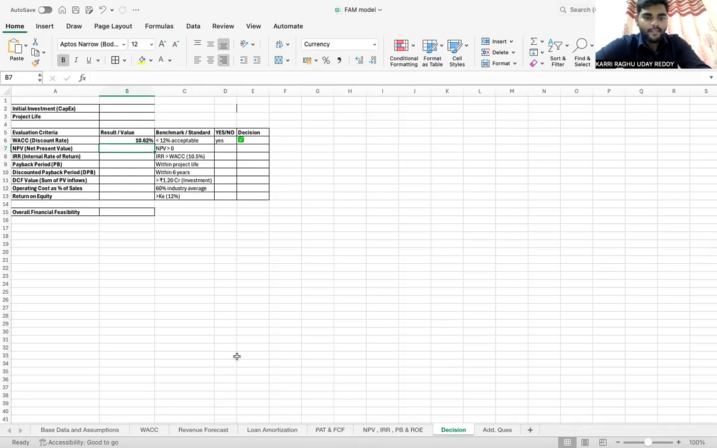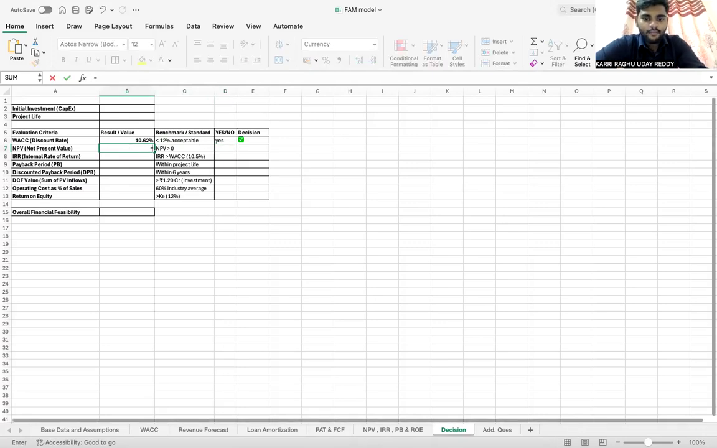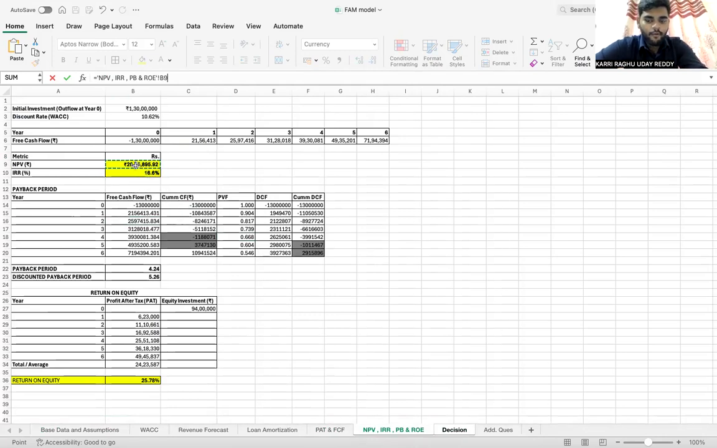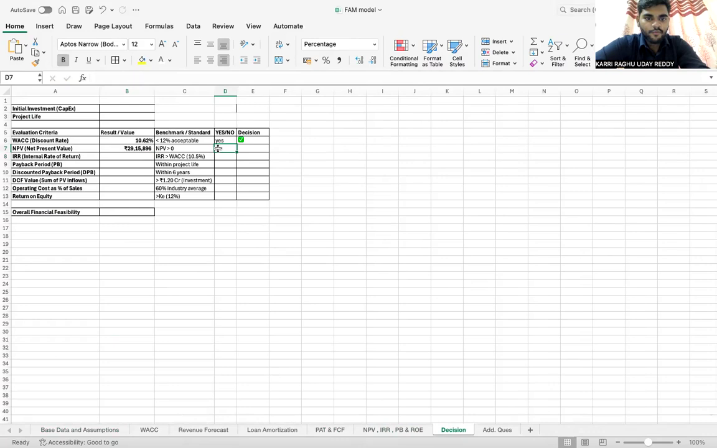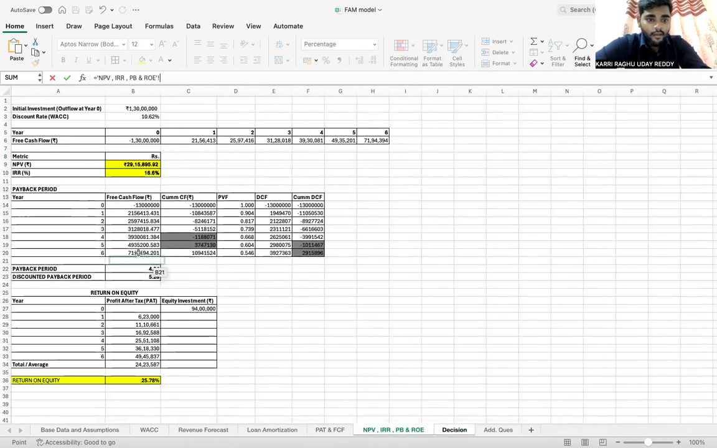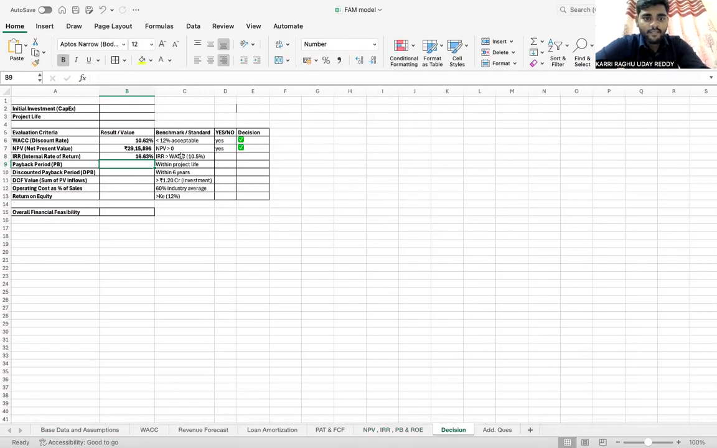And net present value we already calculated. Net present value will be 29 lakhs. It is positive, so it can be accepted, yes. And internal rate of return, it is good if it is greater than WACC. We got internal rate of return IRR will be 16.66% and the WACC will be 10.5%. So it is greater than WACC.